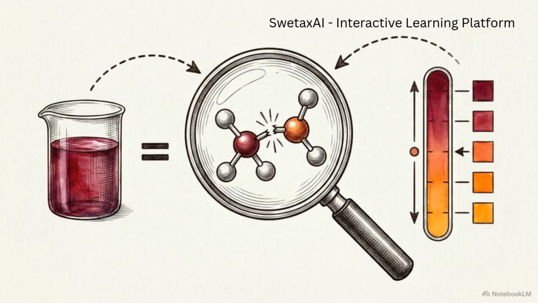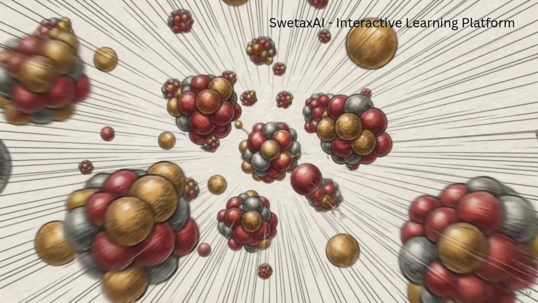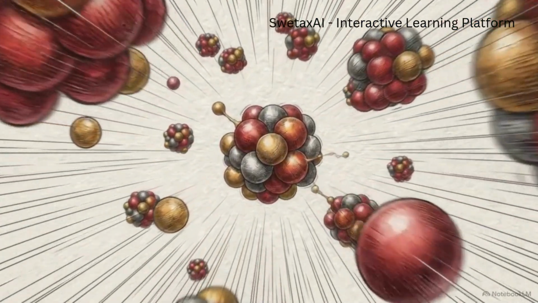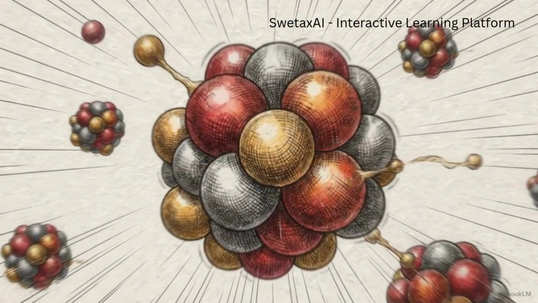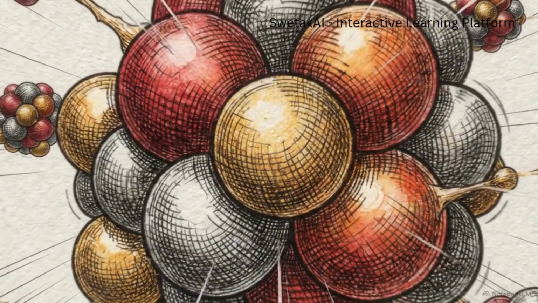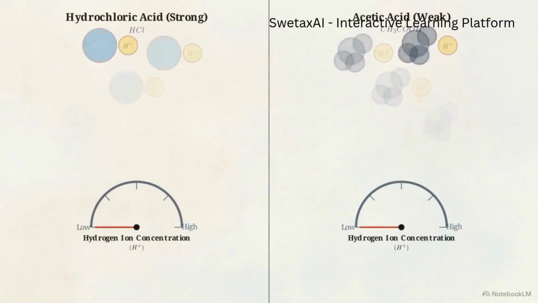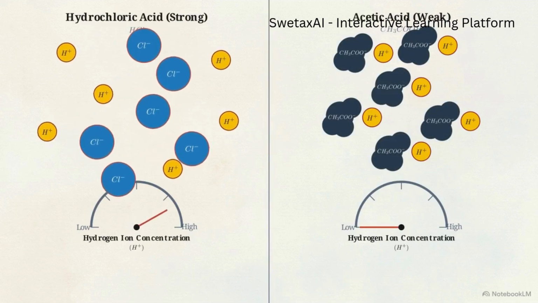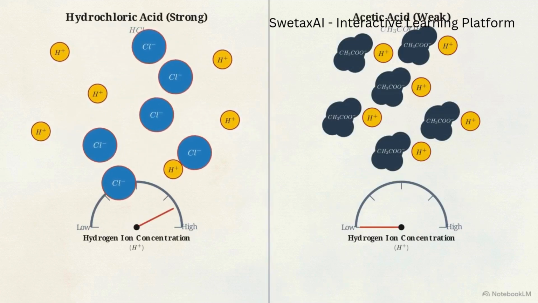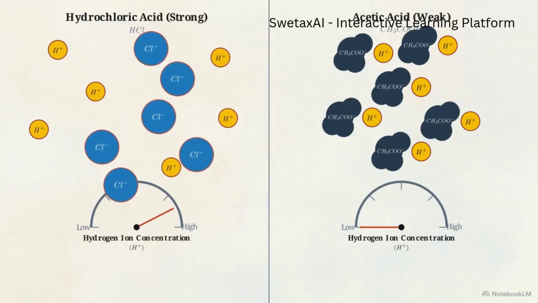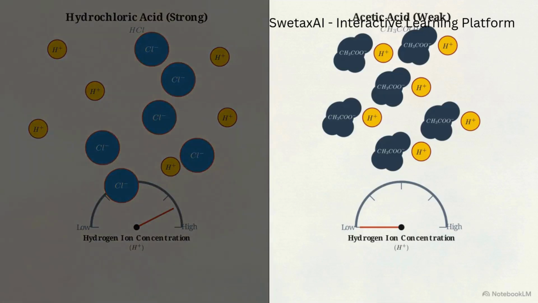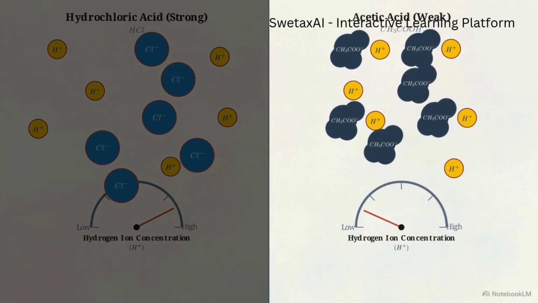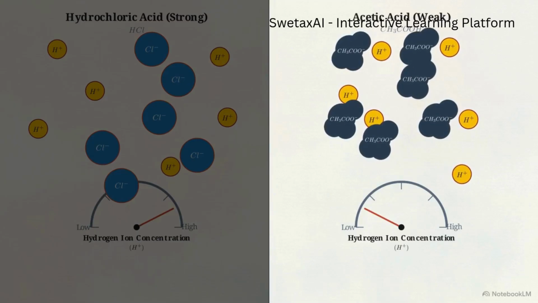stronger than acetic acid. To understand this difference, we have to look past the colors and examine the behavior of the molecules within the liquids. This difference is due to ionization, how molecules break apart in solution. Hydrochloric acid ionizes completely, fracturing every molecule to release a high concentration of hydrogen ions. Acetic acid, a carboxylic acid, behaves differently, only partially breaking apart.